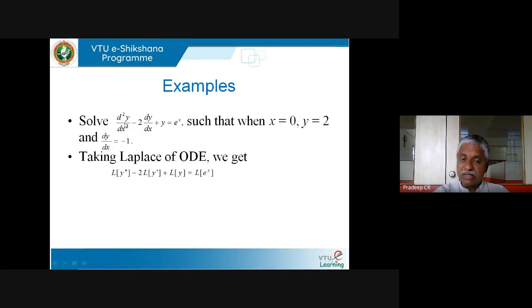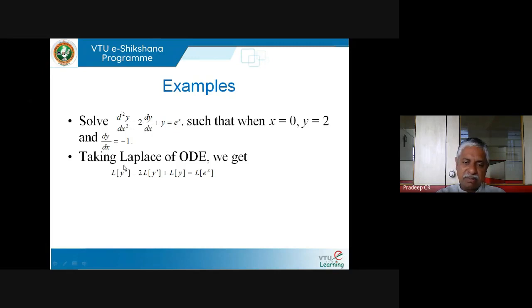So I'll write this as y double dash minus 2y dash plus y equal to e power x. There's no t here, so don't get confused. This is the kind of thing which examiners play on, so you have to be careful about it. There's no t here, there's only x. So this differential equation is y double dash minus 2y dash plus y equal to e power x.